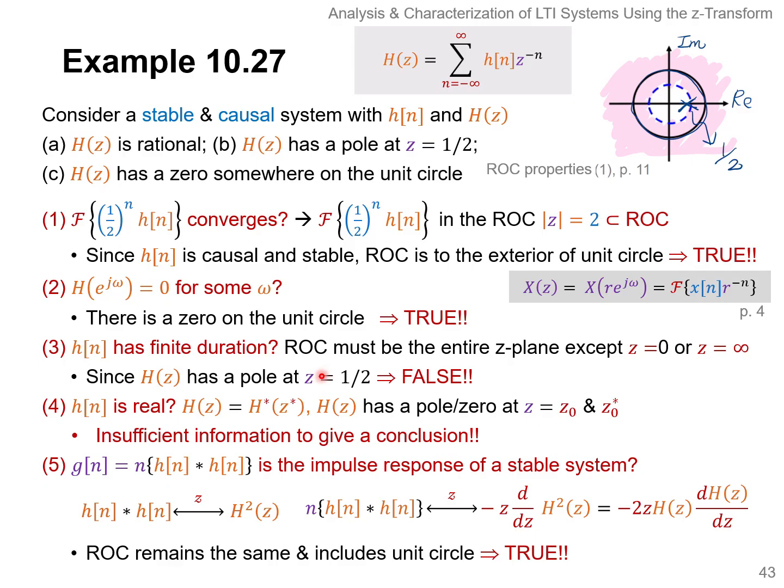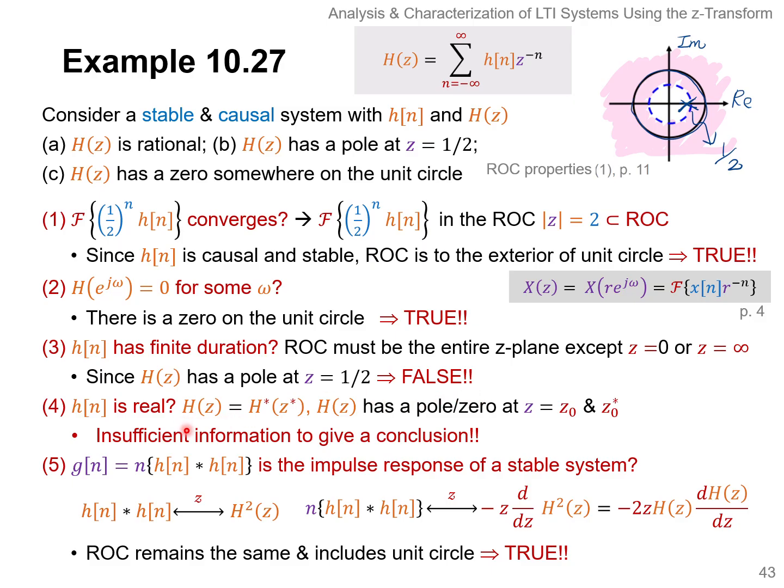Third question, we ask if the impulse response has finite duration. A finite duration signal needs a region of convergence that covers almost the whole z-plane. But this system has a pole at 1/2. So the region of convergence cannot be the whole plane. This means the impulse response is not finite in length. So this statement is false.